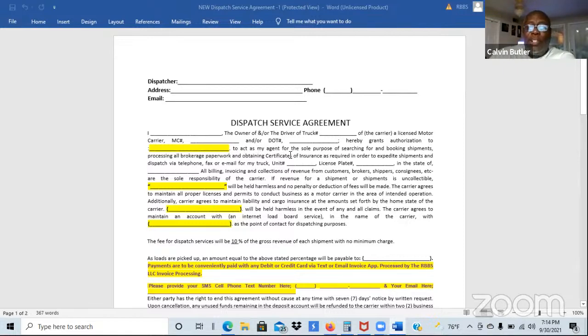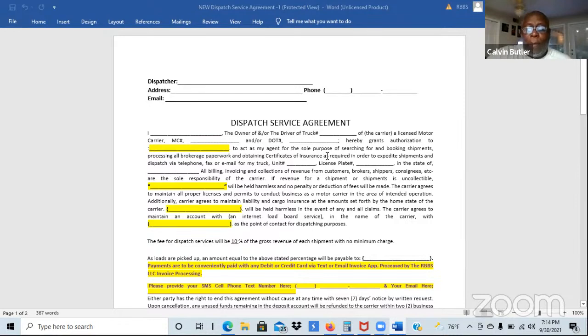To act as my agent for the sole purpose of searching for and booking shipments. Now, that sole purpose is in there for a reason, because this agreement, the way it is written, has what's called implied power of attorney. Okay? Implied power of attorney and specific power of attorney. It's not a blanket power of attorney for you to go in and access their bank accounts and take care of all this stuff. No, this is what's called implied and specific power of attorney.